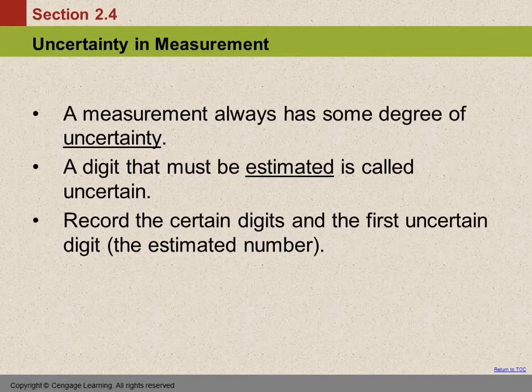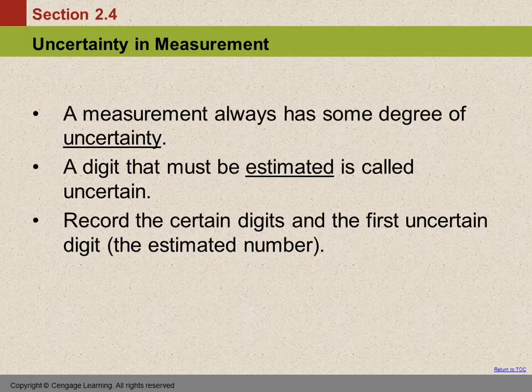Uncertainty in measurement. Anytime we measure something, there is uncertainty in that measurement. And so we're always going to include a digit that is estimated in our measurements, and we call that an uncertain digit. So in any scientific measurement, there are certain digits and there's always one uncertain digit. That's a digit that's estimated.